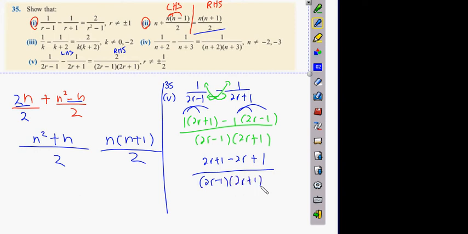And what happens to the 2r's? They cancel, okay? 1 plus 1, 2. 2 over (2r minus 1)(2r plus 1). Okay, and that's it. Everybody happy with that? Any questions about that one? Remember, to do a fraction, you multiply the bottom two by each other. You bring the bottom left to top right, bottom right to top left. Okay, that's what you always do.